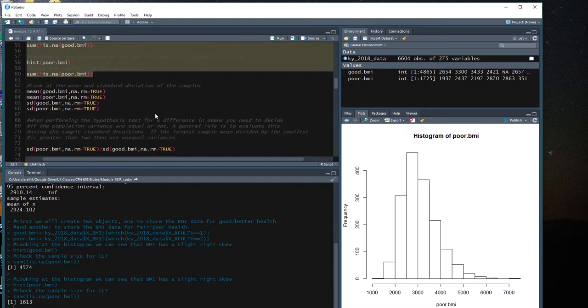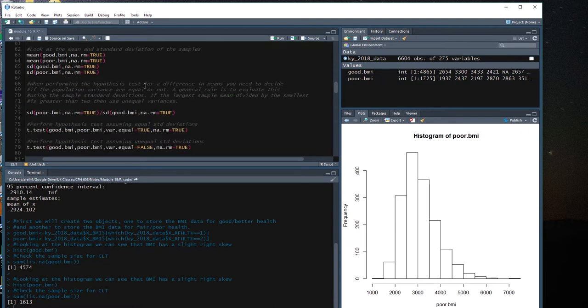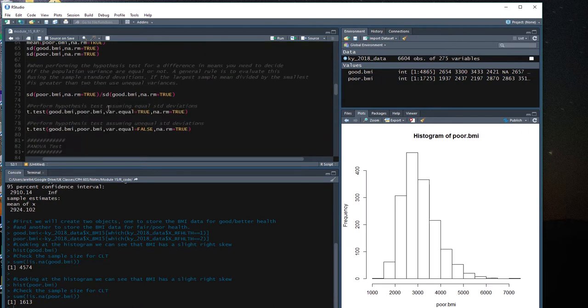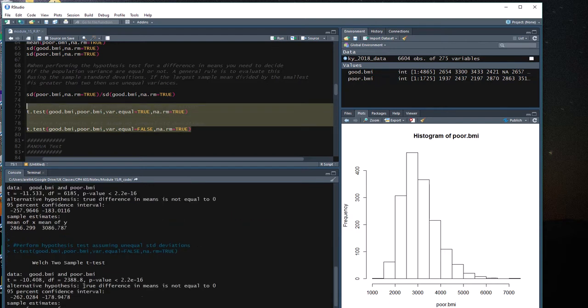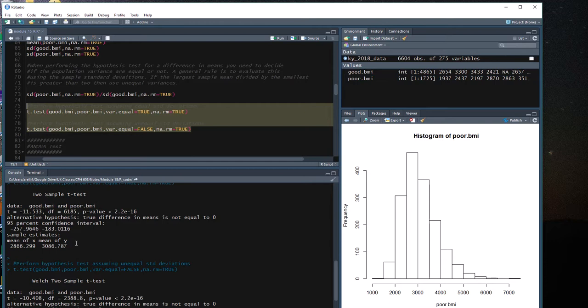Just like when we worked with confidence intervals, we've got to make the decision: are we going to assume equal or unequal standard deviations? That's what this code is doing. Again, the code is pretty much copied and pasted from when we looked at confidence intervals. So here are the two different ways to perform the test, one assuming equal variances, one not. We could run either of these, depending on which one we choose.